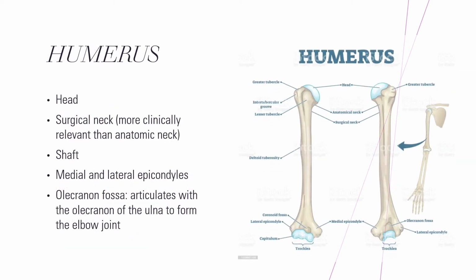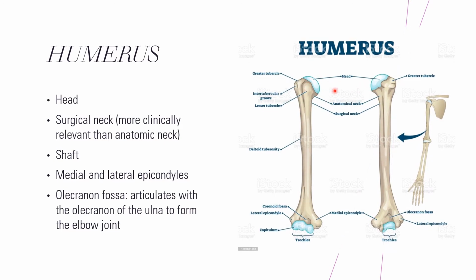The humerus consists of the head, which is right here, and there's a surgical neck. There's also an anatomical neck, but the surgical neck is more clinically relevant because I find that that's the one that gets fractured more often. So it's more clinically relevant because that's the part that's more likely to be broken between the two necks. You have the shaft, and you have the medial and the lateral epicondyles. You have the olecranon fossa, which articulates with the olecranon of the ulna to form the elbow joint.